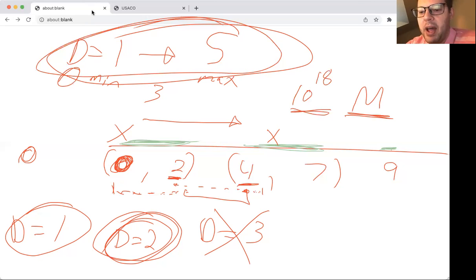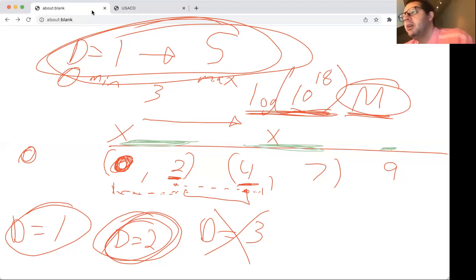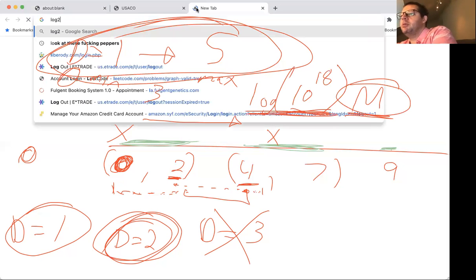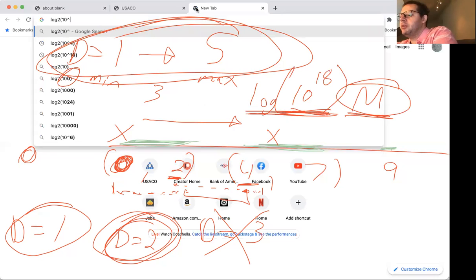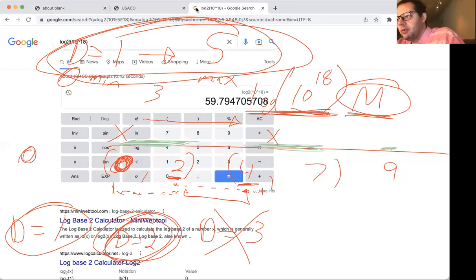But on this pass, the amount of D values you're going to have is represented by the log of 10 to the 18th. Because if you had 1 as your minimum and 10 to the 18th as your maximum, every single time you do a pass, which takes essentially about M steps, you're cutting this number in half. What is log base 2 of 10 to the 18th? 59. Okay, so even though 10 to the 18th seemed like a large number, we've only got 59.